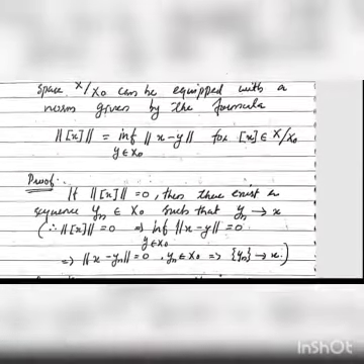Quotient normed space. Lemma 1.4.1. If X0 is a subspace of X and X0 is a closed subspace, then the quotient space X over X0 can be equipped with a norm given by the formula: norm of [x] is equal to infimum over y belongs to X0 of norm of x minus y, for [x] belongs to X over X0. Here we have defined the norm.